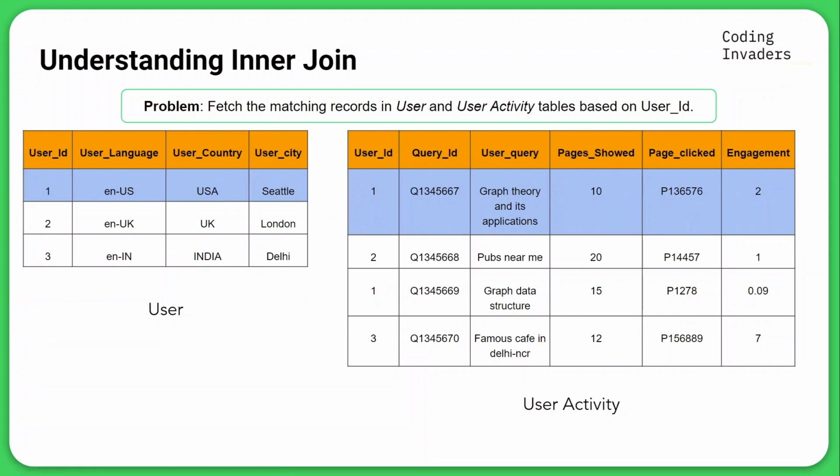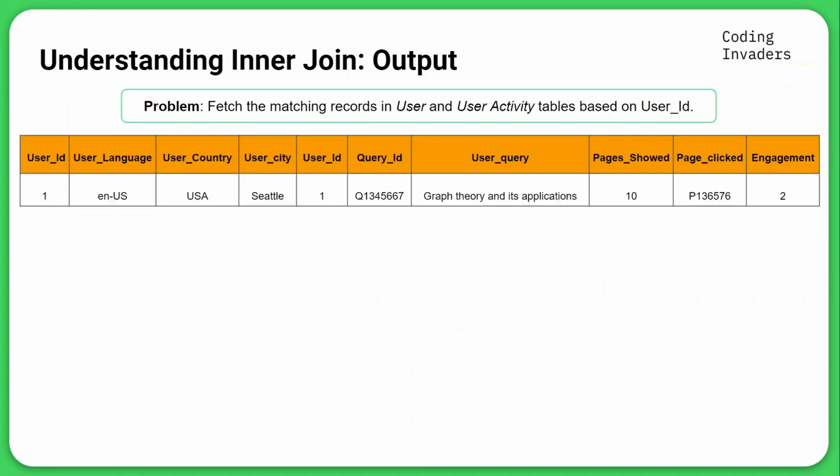So this is how your output values would be added, both from user activity as well as the user table, based on user ID column. These are the columns that you would see in your output, right? Where you will see user ID, user language, user country, and user city coming from user table. Then again, you have user ID, query ID, user query, pages showed, pages clicked, engagement. This is coming from your user activity table, right?